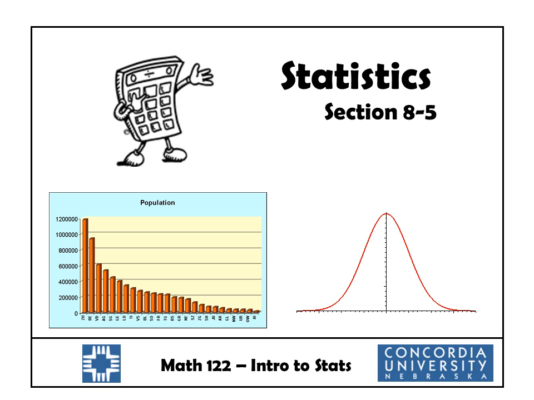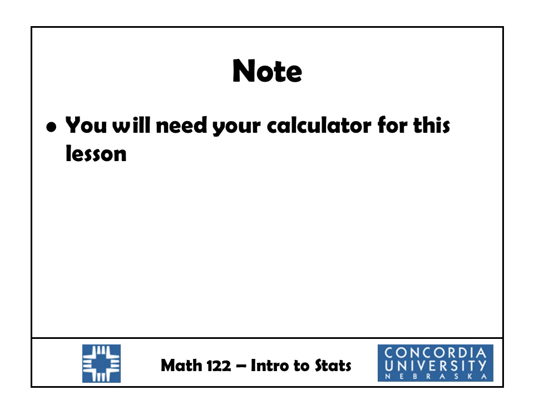Hello, this is the Section 8.5 lesson. In Section 8.3 we talked about calculating the test statistic for a claim about a population proportion. In this section we're going to focus on testing a claim about a population mean. For this lesson you're going to need your calculator.